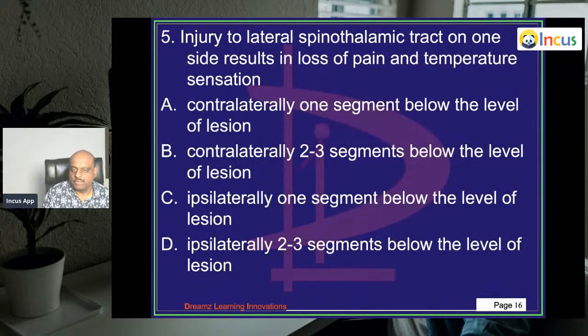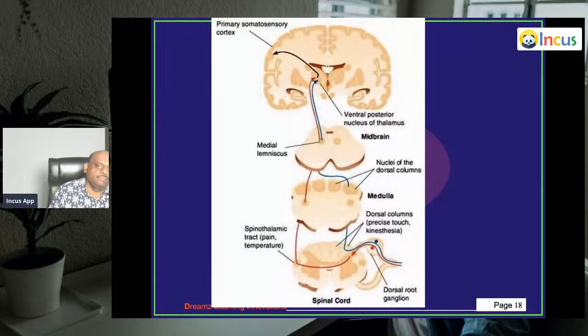Now, doctor, the lateral spinothalamic tract leads to contralateral loss of pain and temperature, but one segment below the level of the lesion. That's what you need to remember.